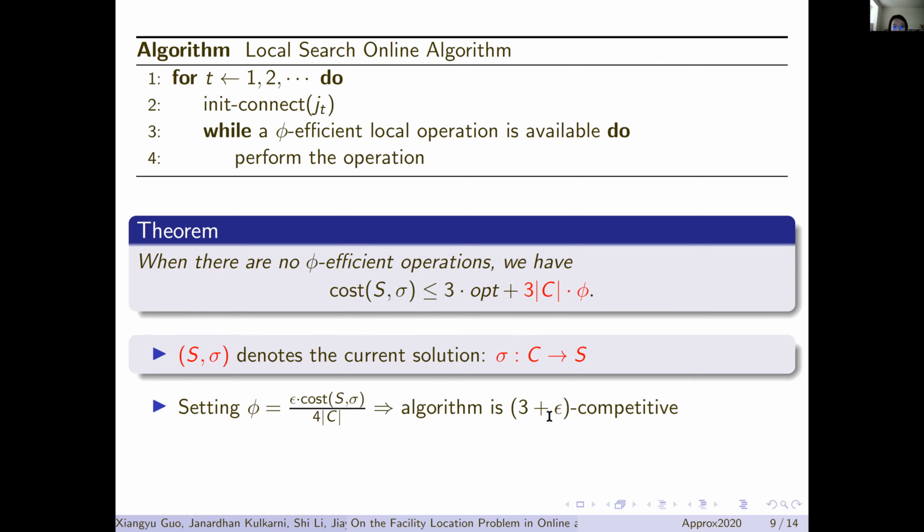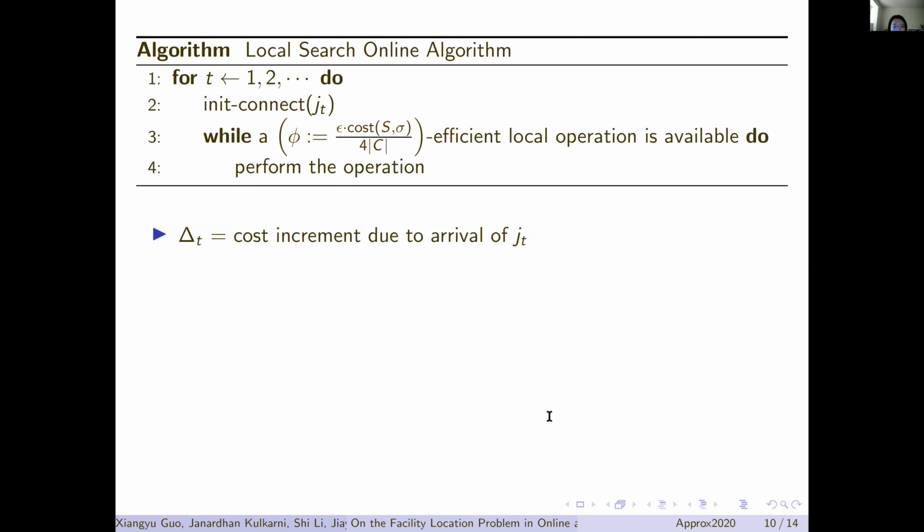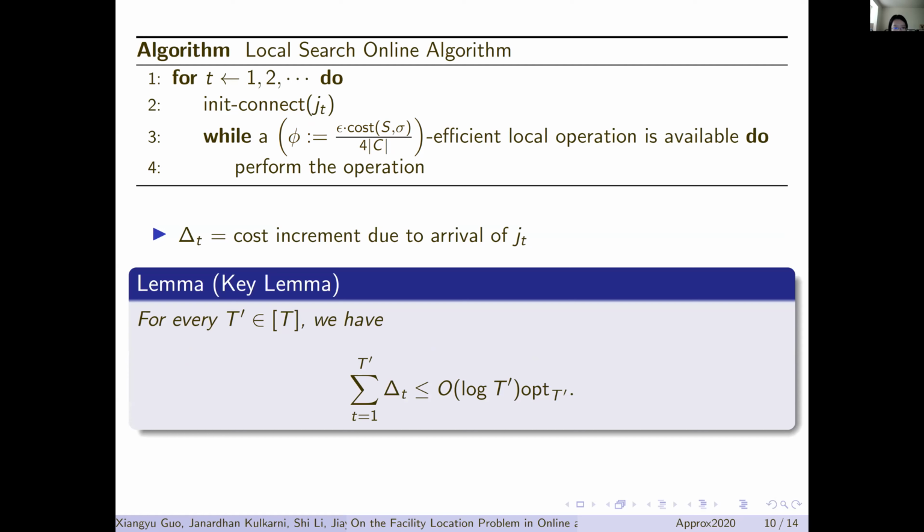Now let's bound the recourse. To bound the recourse, we need to define delta t. Delta t is the cost increment due to the arrival of the client j_t. That means the client arrived at time step t. We have a key lemma that the sum of delta t can be bounded by the optimal solution times a logarithmic factor. This is very important because we have some connection between the delta t and the optimal solution.